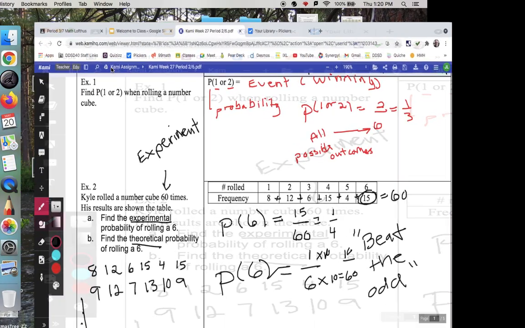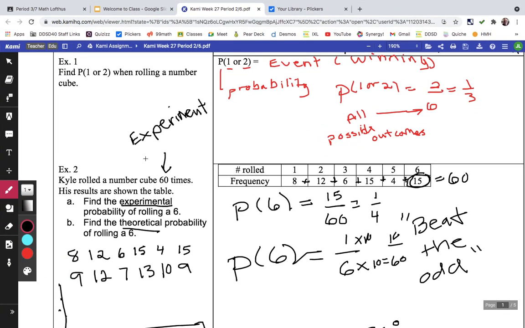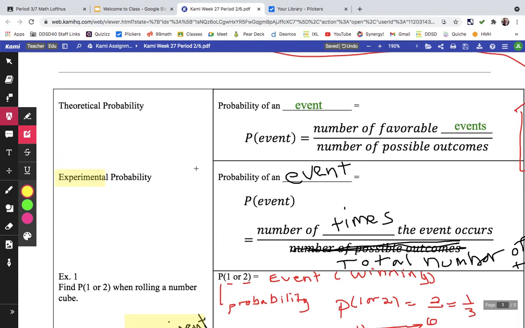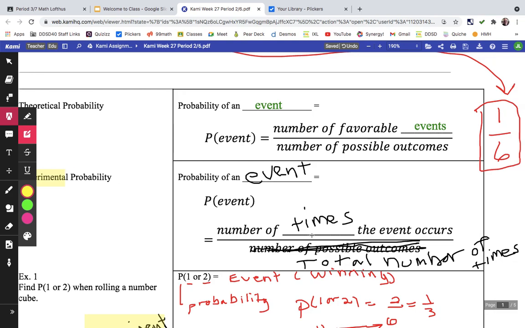So we went to CAMI week 27 and talked about experimental probability today. Experimental probability of an event is the number of times it occurs divided by the total number of times. So it is just collecting data and recording what happens.